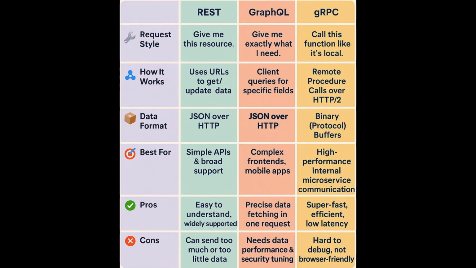Okay, so the client queries against this schema, and the data format, still JSON. Yes, typically JSON over HTTP, just like REST in that regard. But the structure of the JSON response mirrors the structure of the query the client sent. You ask for A, B, and nested C, you get back A, B, and nested C.